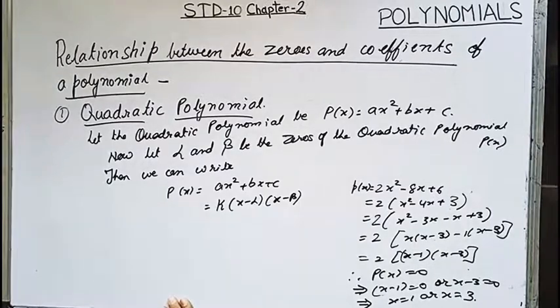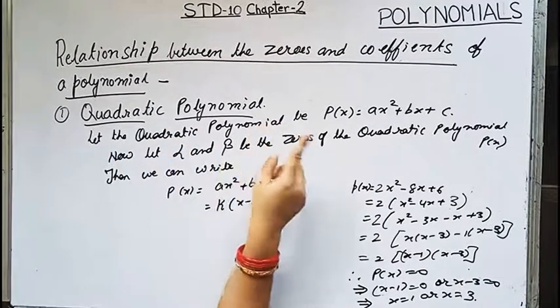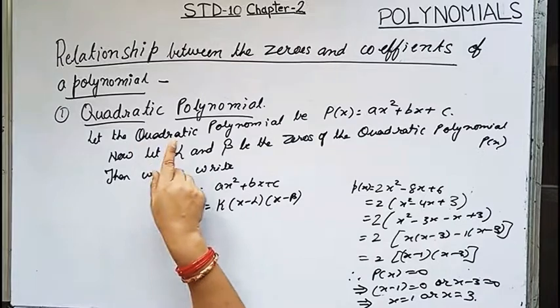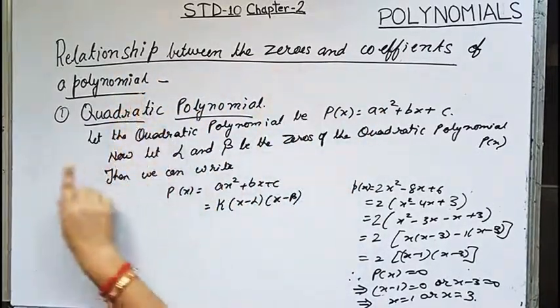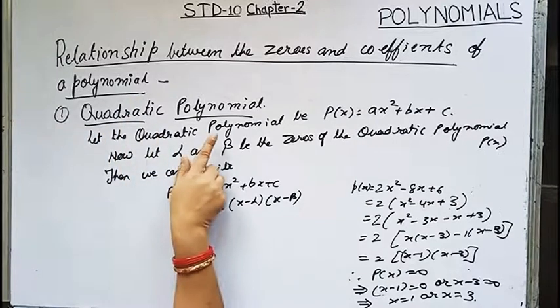Hello students, let us continue with chapter 2, polynomials, of standard 10. Today we will study the relationship between the zeros and the coefficients of a polynomial. Let us take number 1, quadratic polynomial.